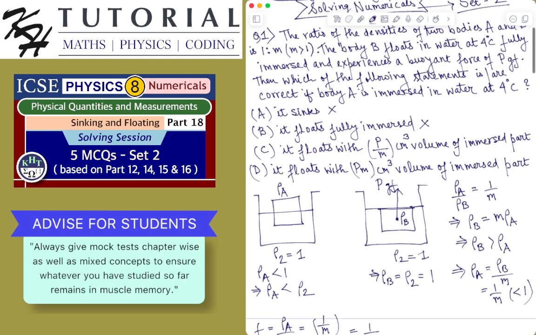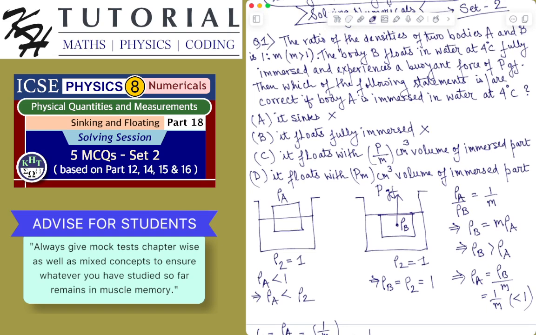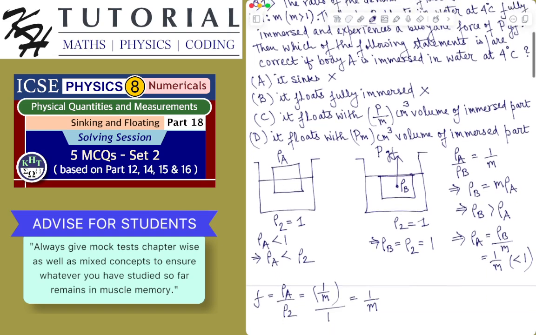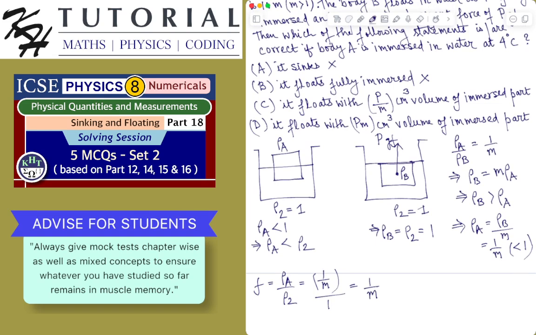Let's see what we get from the fact that the body B experiences a buoyant force of P gram force. Now, since the body B is fully immersed and it is floating, let the volume of the body B be VB. Definitely the volume of the displaced liquid in case of the body B will also be VB since it is fully immersed, and the mass of the displaced liquid will be VB into rho 2 gram.